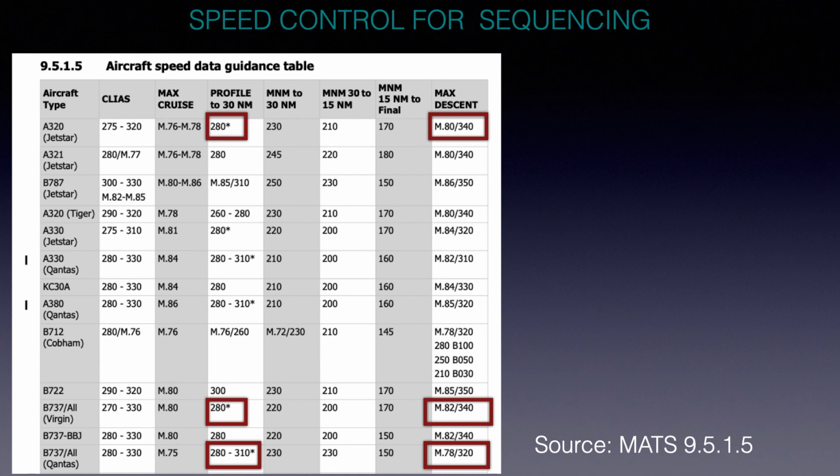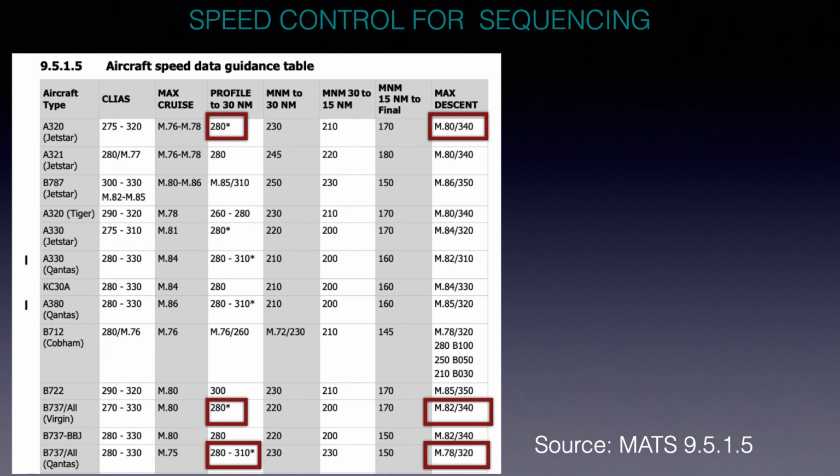And you can see, for example, in the fourth column there, it's got profile to 30 nautical miles with a 280, and that's the speed that normally your aircraft will be at by the time you hand him off to approach, because what that means is profile to 30 nautical miles before the destination. And as you can see, the next column, M and M to 30 nautical miles, and then M and M 30 to 15, and then minimum 15 to final.